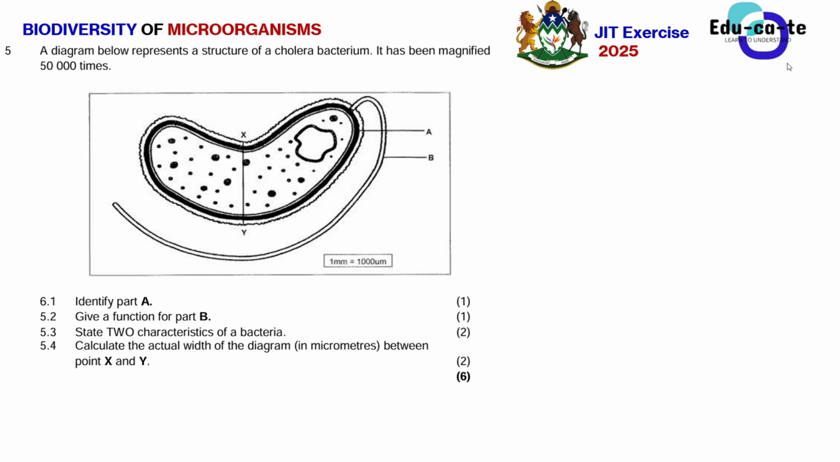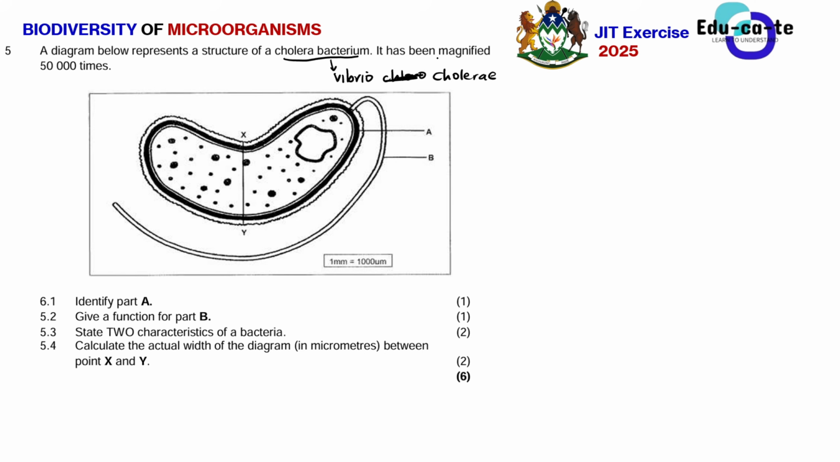So now we have got a diagram below that represents a structure of cholera bacterium. Remember the name of cholera bacterium, it is actually known as Vibrio cholerae. So it's Vibrio cholerae, the spelling is like this. This is the name of the bacterium that causes the disease cholera.